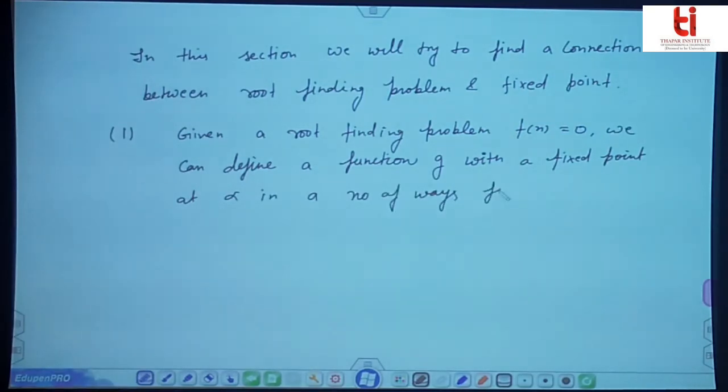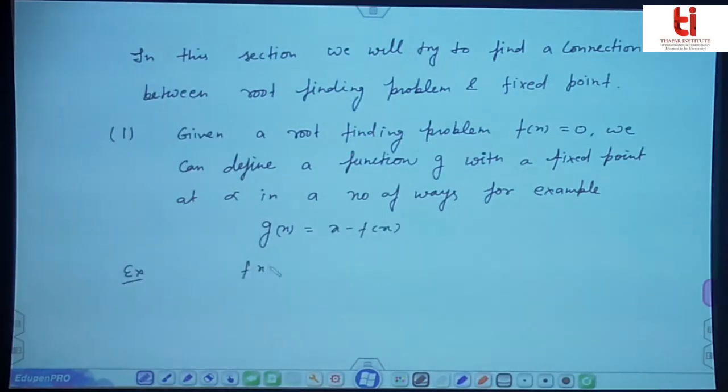For example, what we do in this case, f(x) = 0, we can express in terms of a function g(x) such that alpha is the fixed point of the function, like g(x) = x - f(x). Let us explain it with the help of some example.